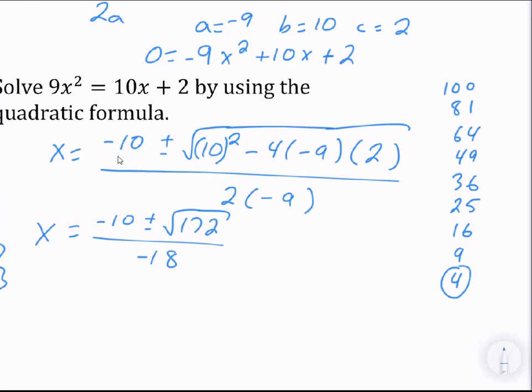Okay. So 4 divides into 172. So then what was it? 4 times what? 43. Okay. So the square root of 4 is 2. So we put 2 in front of the square root. Yeah. All right. So negative 10 plus or minus 2 square root of 43 over negative 18.